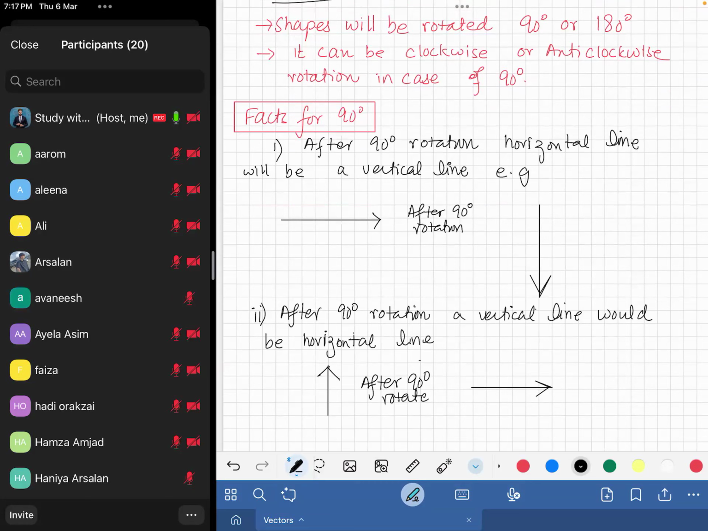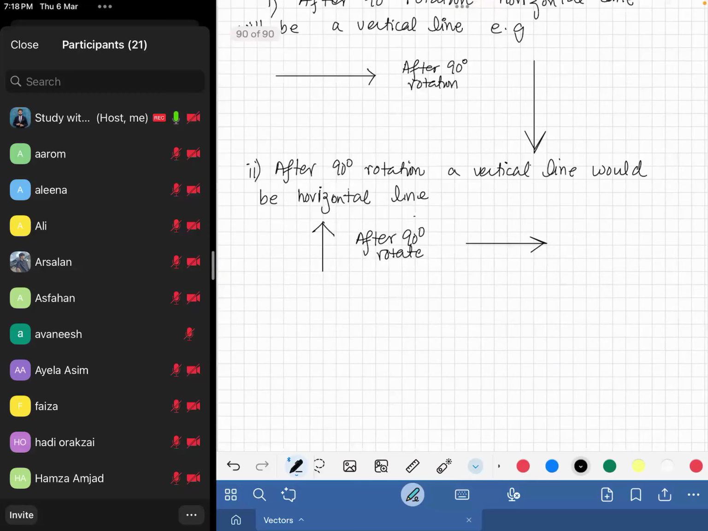Rotation means that the shape will be rotated 90 degrees or 180 degrees. It can be clockwise or anti-clockwise rotation in case of 90 degrees, because for 90 degrees clockwise and anti-clockwise does matter, but for 180 degrees it doesn't matter. Agree or not? Yes or no?